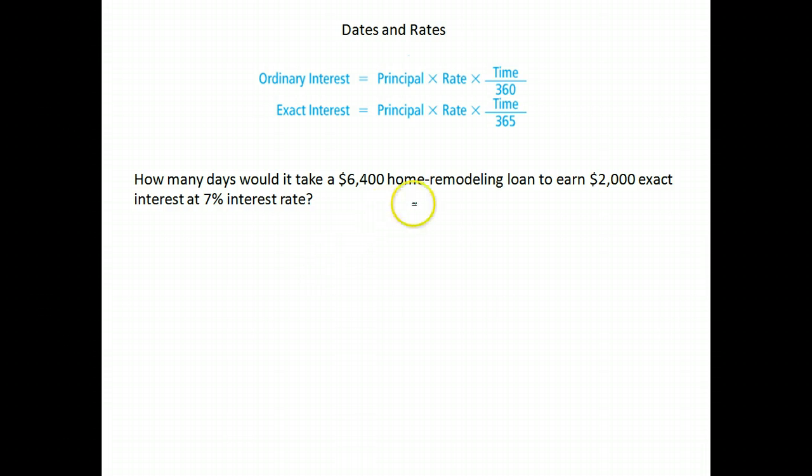All right, how many days would it take a $6,400 home remodel loan to earn $2,000 exact interest at a 7% interest rate? Okay, so let's look at the things we have. First of all, we know we're dealing with the exact interest equation. Do we know the interest? Yes, we want it to earn $2,000 in interest. Do we know the principal? Yes, the original amount of the loan is $6,400. Do we know the rate? Yes, it's 7%, so we move the decimal 2 places to the left and get 0.07.